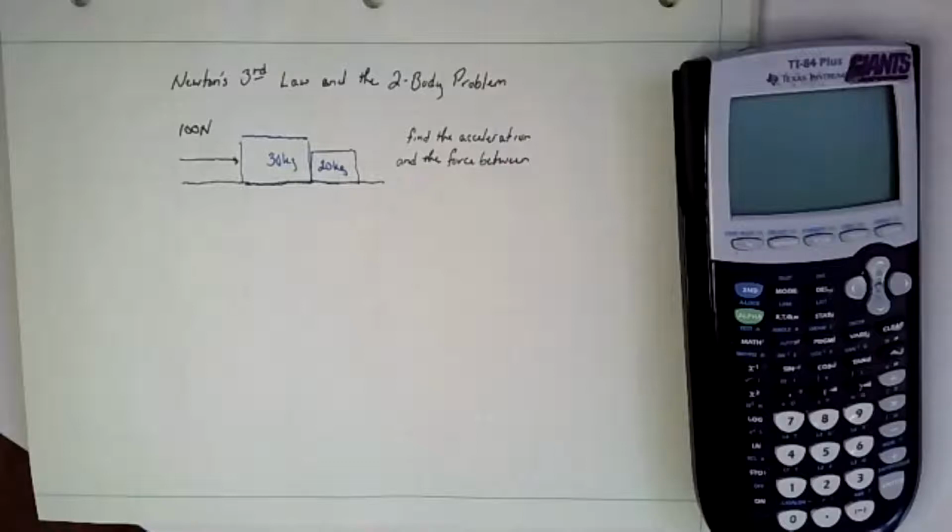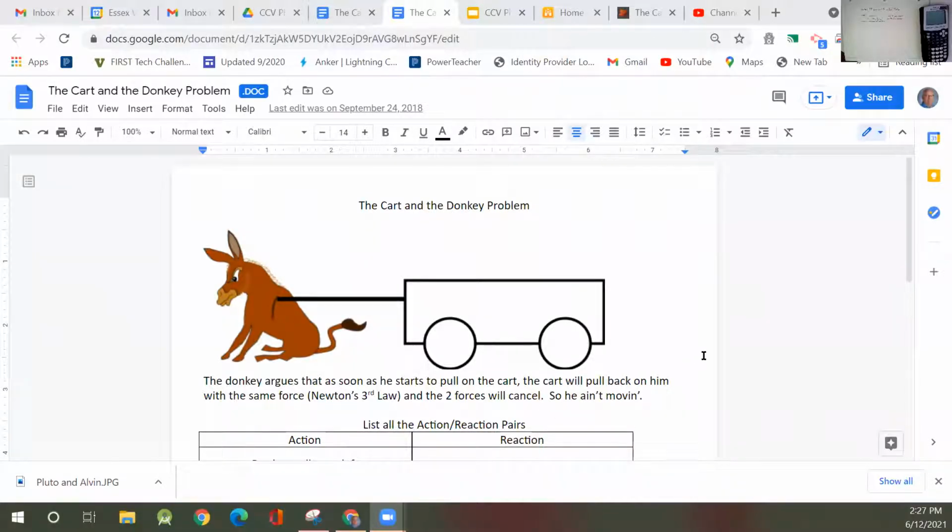One of the things we know about Newton's third law is that the colloquial way of expressing it is, for every action there's a reaction, but that's often misconstrued into more of a cause and effect situation. I'll give you an example of that. I'm going to share my screen and go to a document on Canvas. It's called the cart and donkey problem.